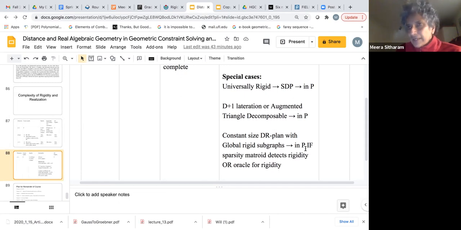And you can get around this in two ways. You can say, well, there's a sparsity matroid that characterizes rigidity, which is in the two-dimensional case. Or you can simply say, well, there's an independently interesting question as to whether there is a constant size DR plan. So let's just assume I have a test for rigidity. There's an oracle that will simply answer correctly the question whether something is rigid or not, and then ask for the complexity of doing the decomposition, and after doing the decomposition, actually solving those polynomial systems that come in this block triangular form of the decomposition, and how long does that take?